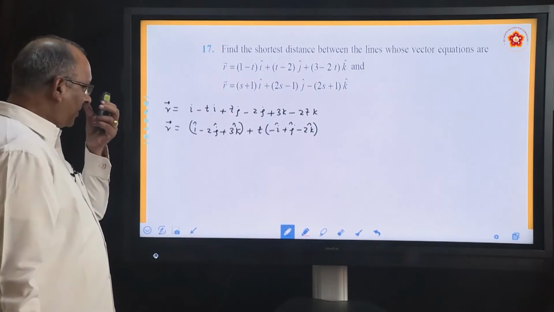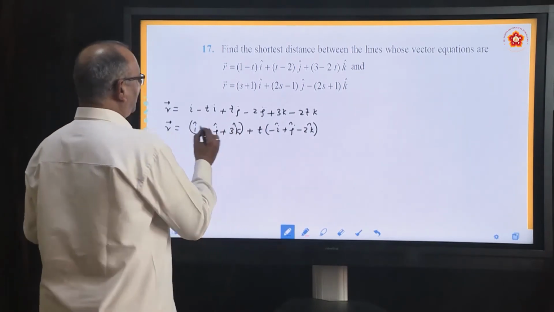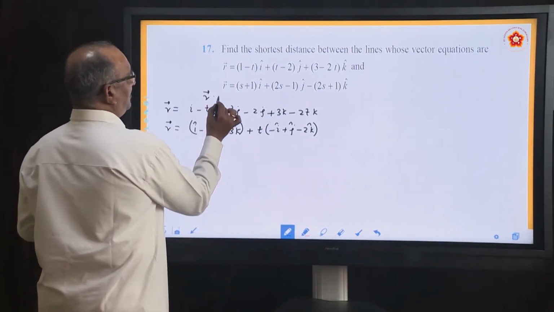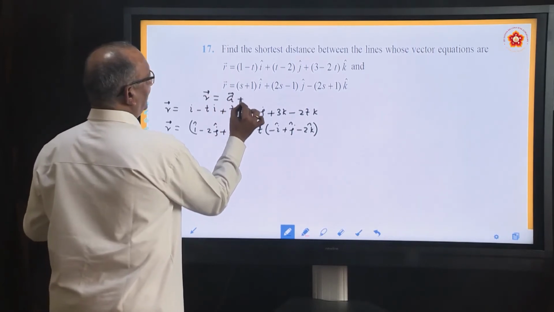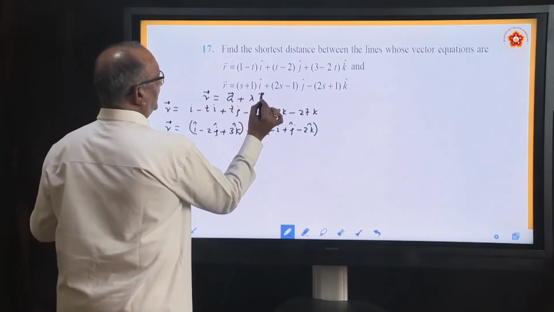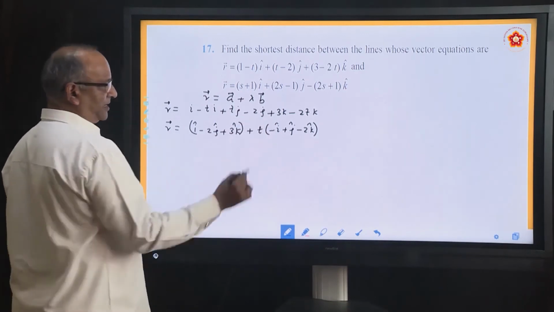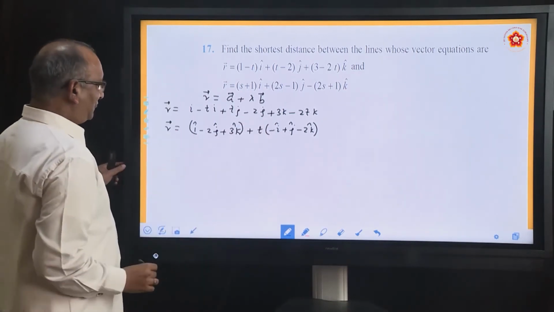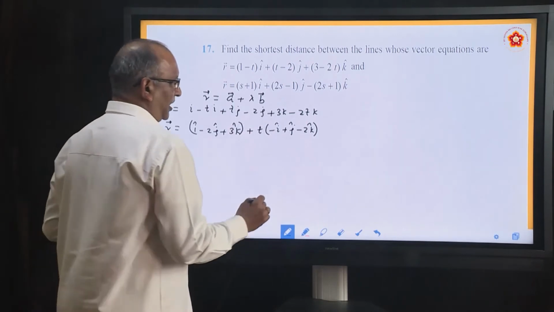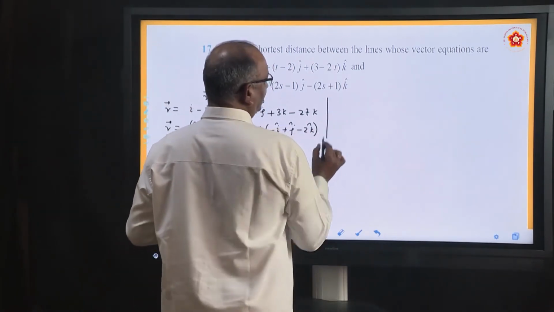So, what happened in the process? The equation has come into standard form. What is the standard form? r equal to a plus lambda b. So this is like a, this is like b. Same thing you do for the second equation. How do you do it for the second equation?